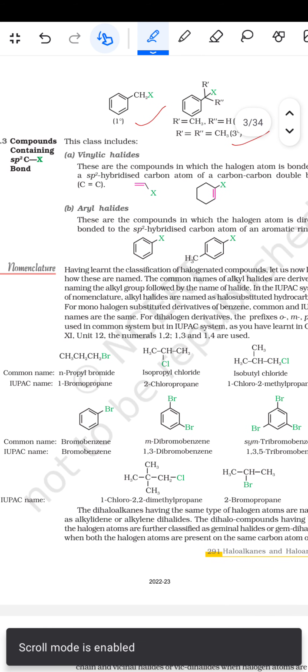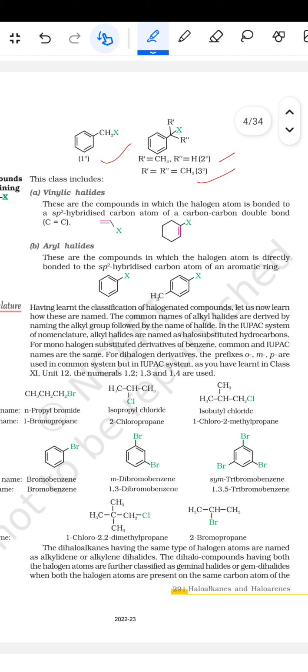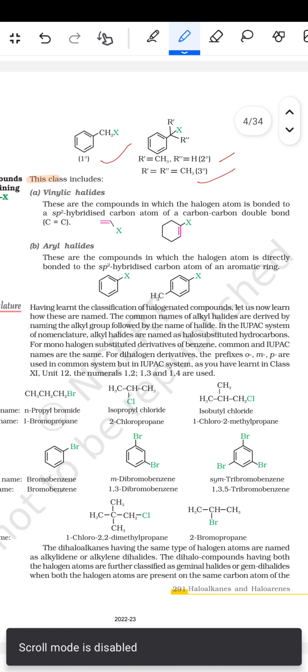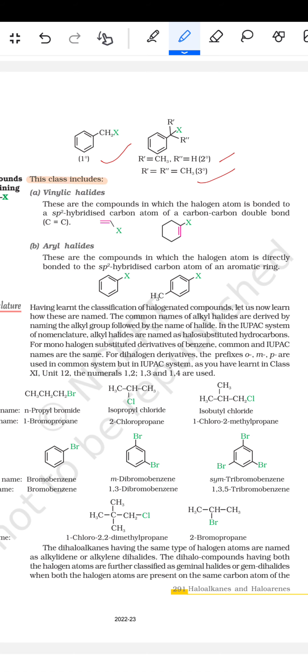Then compounds containing the sp2 C–X bond. This class includes vinylic halides. These are the compounds in which the halogen atom is bonded to an sp2 hybridized carbon atom of a carbon-carbon double bond, C=C. Or aryl halides. These are the compounds in which the halogen atom is directly bonded to the sp2 hybridized carbon atom of an aromatic ring.